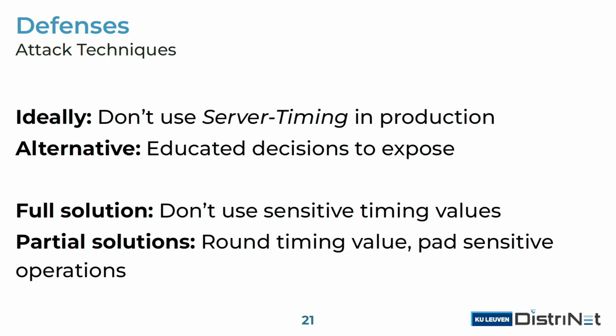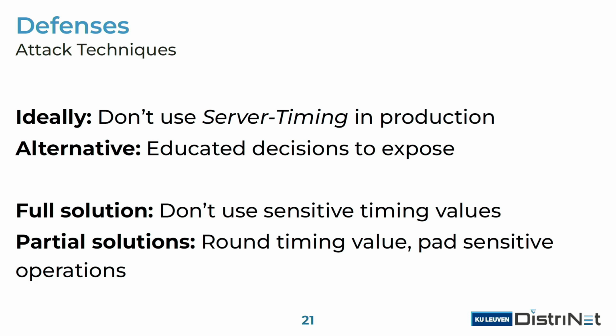And so a full solution would be to not use sensitive timing values if you return the information, but that's obviously very difficult. Partial solutions include rounding timing values to, for example, 5 milliseconds or 10 milliseconds, or padding these sensitive operations. But these are partial solutions because they're basically just adding more noise. And if you add more noise, you can always take more measurements. Of course, it's possible that attacking is infeasible if you have to take more measurements in that case. But they're not perfect solutions. It's very difficult in general to defend against this.